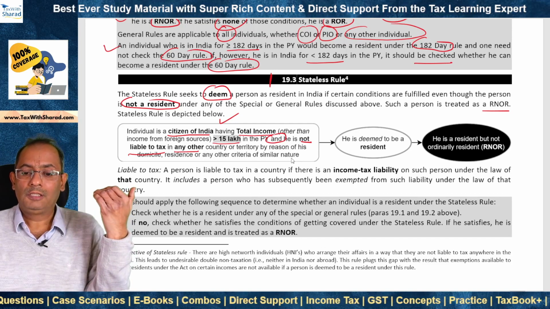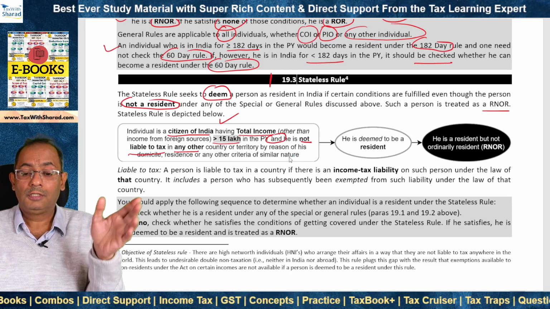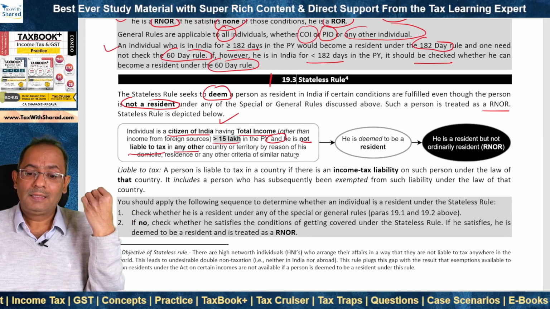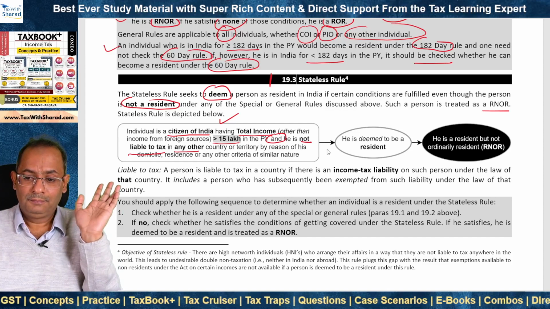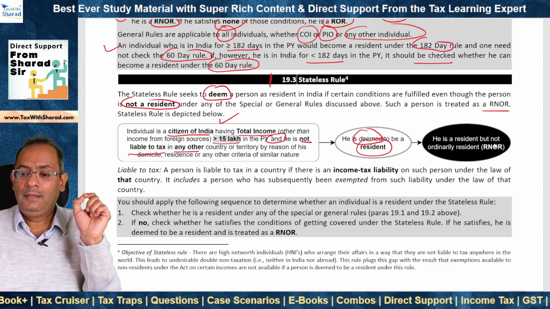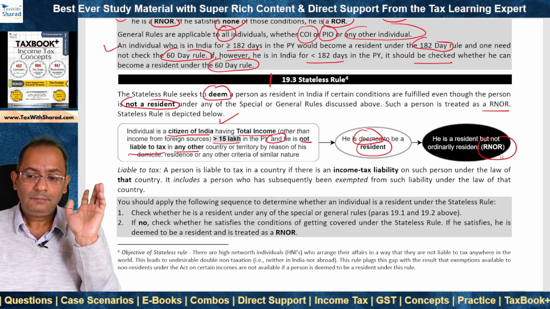So a person who is a citizen of India and he has a total income other than income from foreign sources which is greater than 15 lakh in the previous year, and he is not liable to tax in any other country or territory, then he is deemed to be a resident and he is classified as a RNOR, not a ROR but a RNOR.